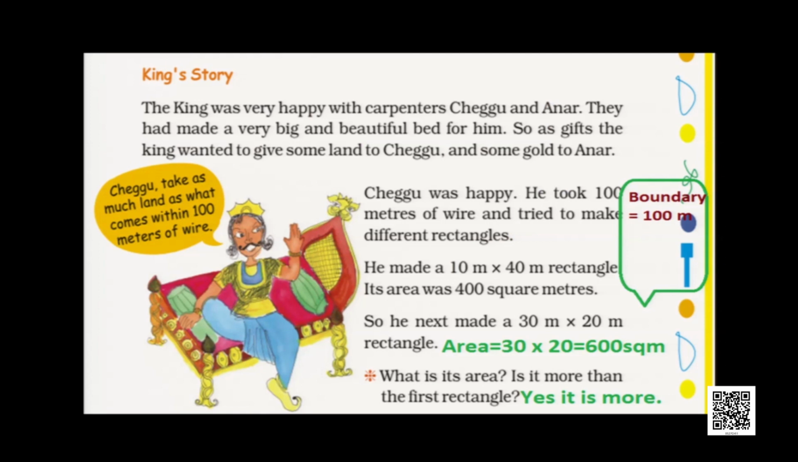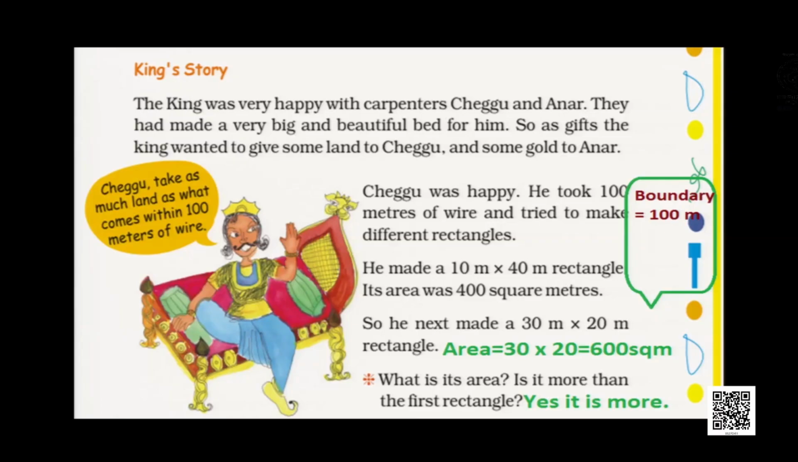So he made an experiment so that he could take the maximum amount of land that should have a boundary of 100 meter. Okay, that means in this question perimeter is given. Perimeter is 100 meter. We have to find out area in such a way so that Chegu should get maximum land with area. That means maximum area. So let's try with trial and error method.